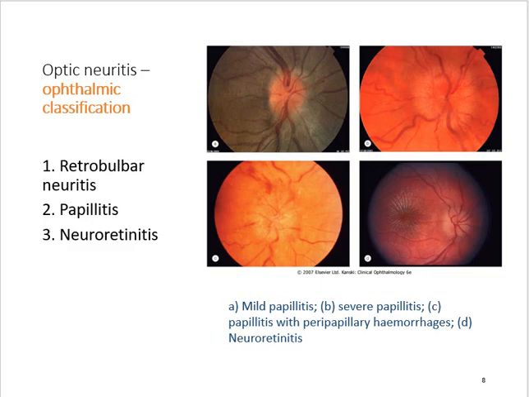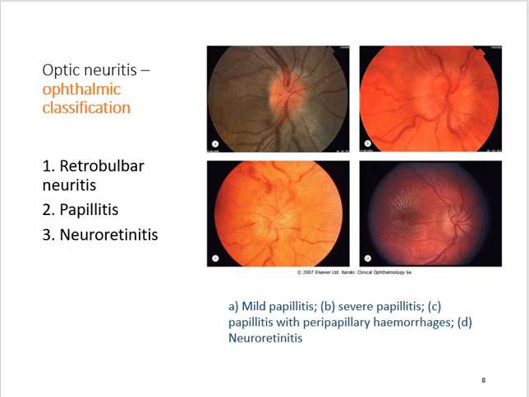There's retrobulbar neuritis, which is where the optic nerve actually looks normal initially, and it's often associated with multiple sclerosis. And because it's retrobulbar neuritis, it means that it's after the globe. The inflammation is occurring after the globe, which is why you won't really see any signs when you're looking in at the fundus. The optic nerve will usually appear quite normal.